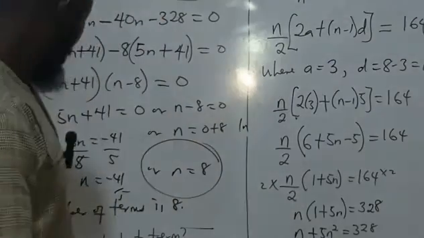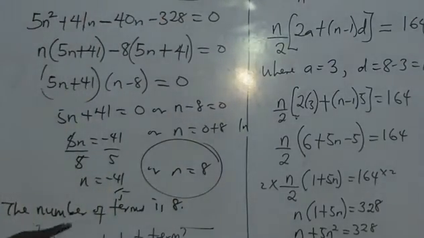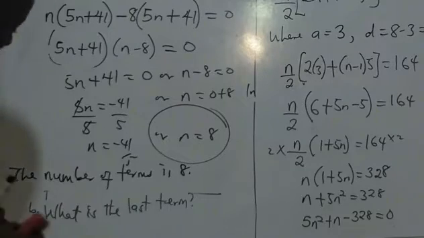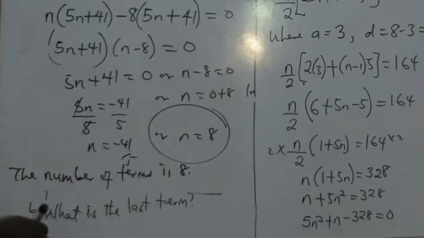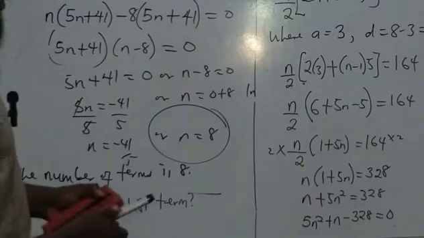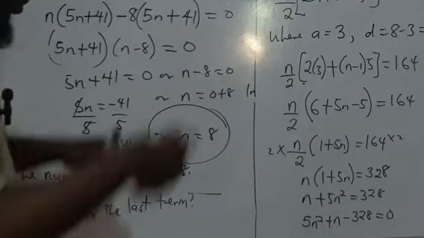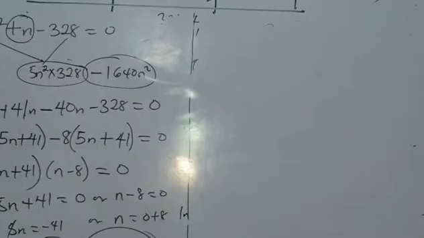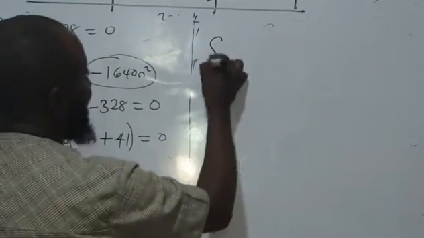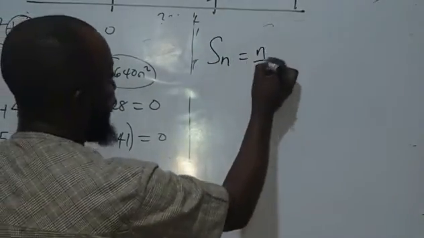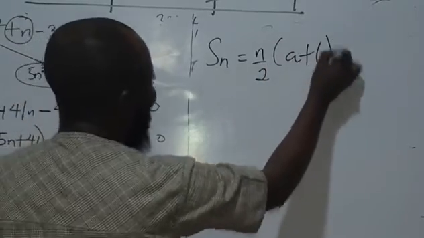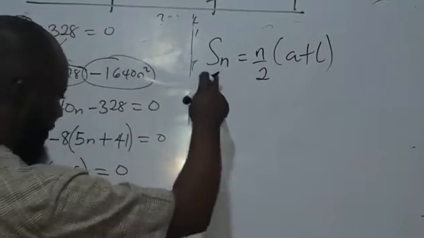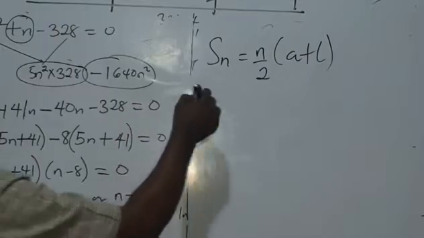Then we now need to look at the second question: what is the last term? Please take note. You know there are 8 terms. So what will be the last term? Let's look at that one. That is B. Now we've known the number of terms, so we still make use of the second formula. The second formula is Sn equals n over 2 into a plus l. So Sn we've known, which is 164, right?